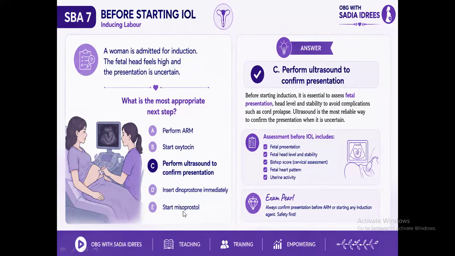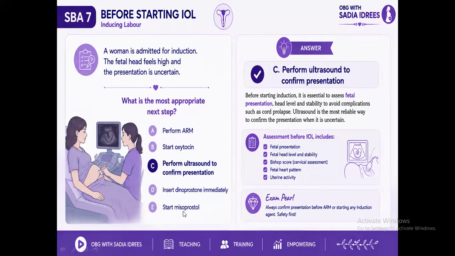And the principle here is very important. Before you induce labor, make sure you know what you are inducing. Before induction begins, assess the fetal presentation and position, and assess the level and stability of the fetal head. If presentation is uncertain clinically, ultrasound assessment is appropriate.